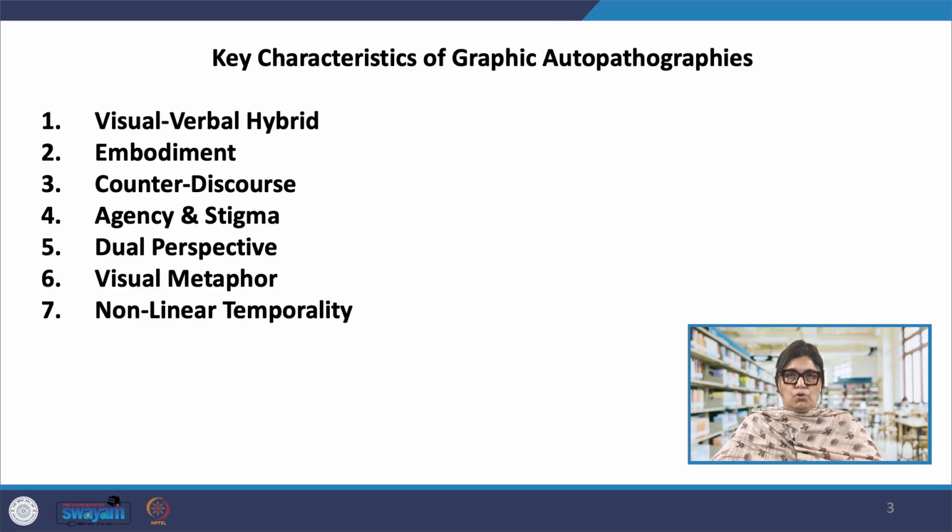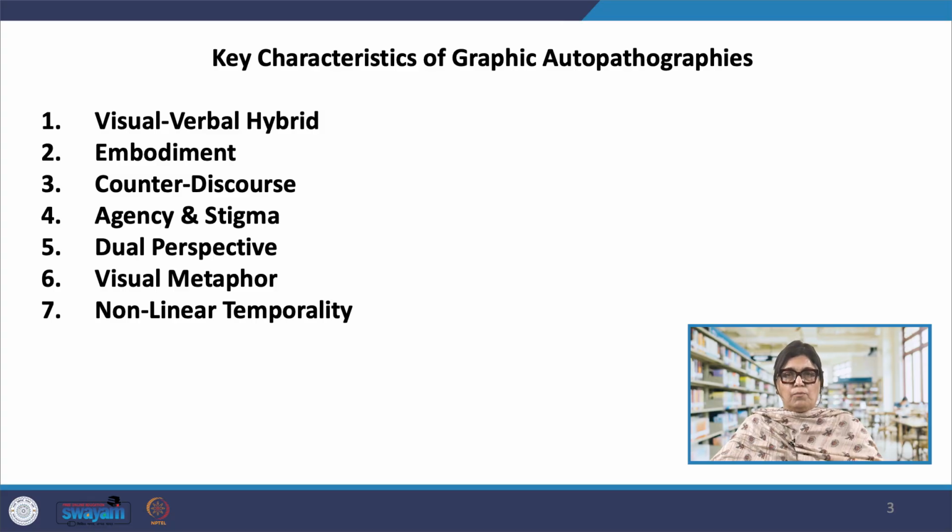Third is counter-discourse. These narratives often challenge the dominant medical gaze by prioritizing the patient's subjective lived experience over objective clinical data. These works act as a counter-discourse to official medical records, contesting dominant biomedical narratives and humanizing the patient's voice.